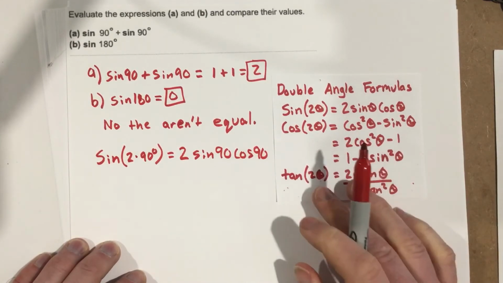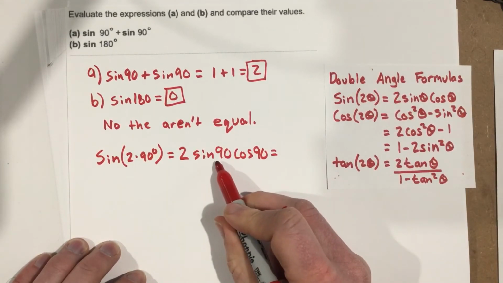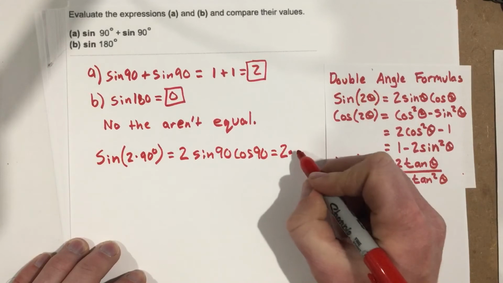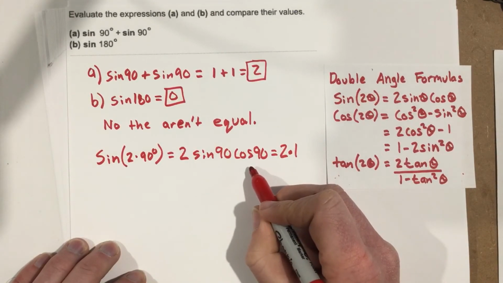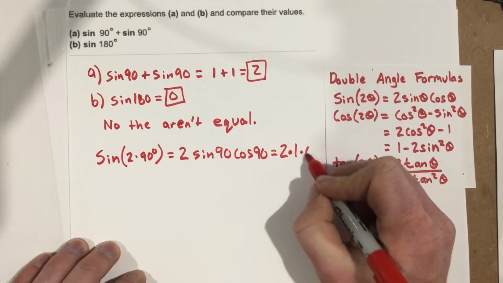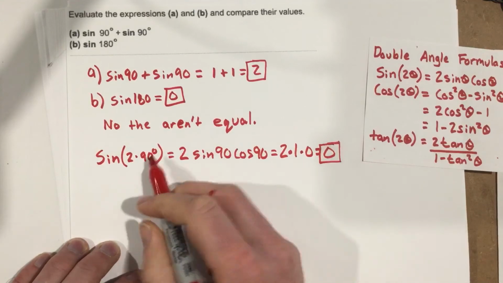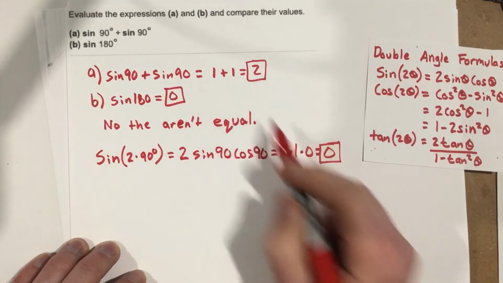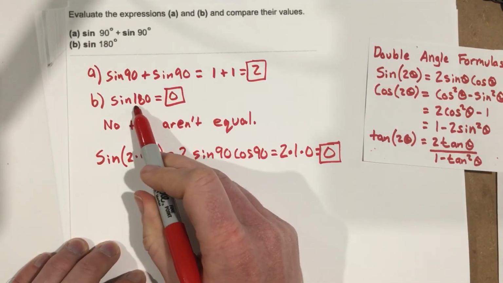So this is where this whole double angle formula is coming from. Well, if you take sine 90 and cosine 90, we know sine 90 would be 1. So sine 90 is 1. So we get 2 times 1. And then cosine 90 we know is 0. So 2 times 1 times 0 is 0. So when you double the angle for 90 degrees, you're not going to get 2. You're going to get 0, which corresponds with sine of 180.